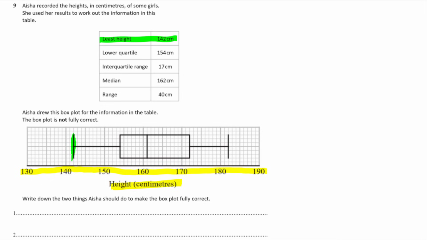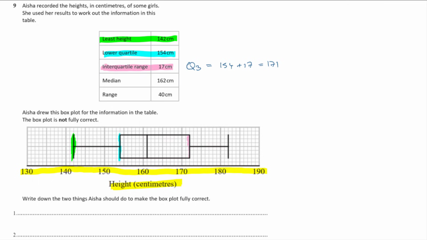The lower quartile, that should be at 154. That also seems correct. This is the lower quartile. It's the left-hand side of your box. Interquartile range is 17. So there isn't anything for interquartile range. The interquartile range is the width of the box. So that should tell you that the upper quartile, which is called Q3, is going to be the lower quartile, 154 plus 17. So 154 plus 17, that's 164, 171, isn't it? So is the upper quartile at 171? No, it's not. It's at 172.